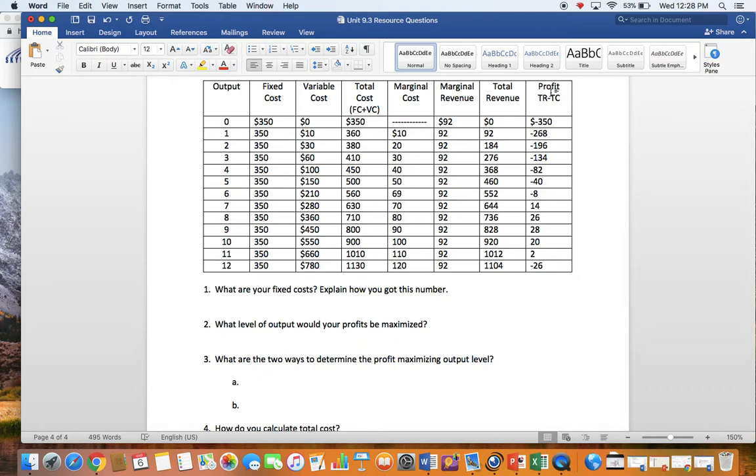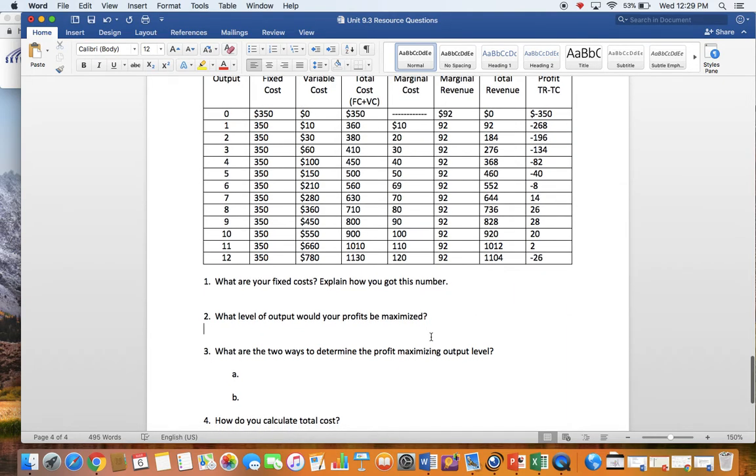What level of output would our profits be maximized? We can come over to our profit column, and we're going to see that at an output of 9, our profits are maximized. So you can put that down there. There are 2 ways that we know that this is true, and I am going to write this down. We're going to look at our profit column.